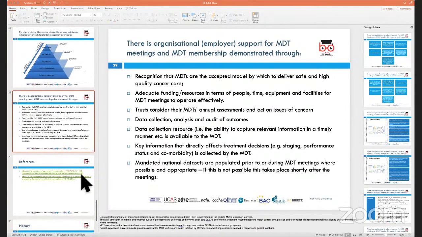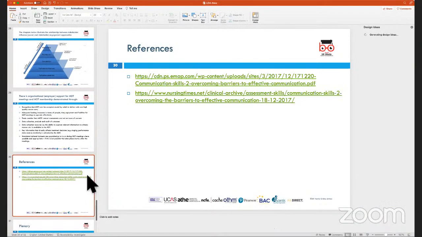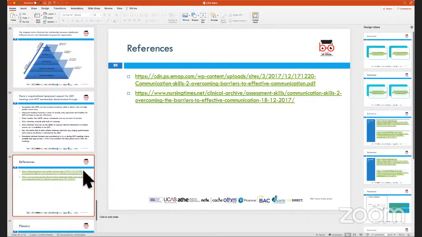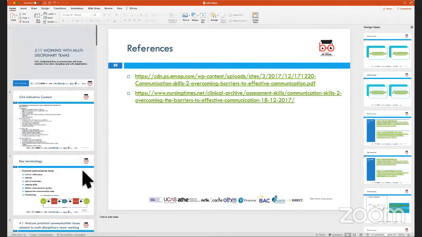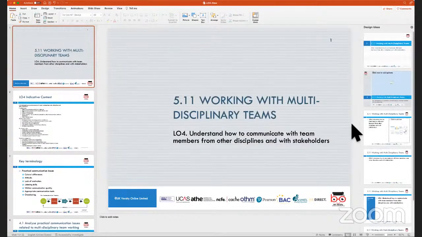So I hope with this bit that we've covered, it helps you to bring a good and a better understanding of what multidisciplinary teams are and how we look at communicating with different members within the multidisciplinary teams, which is essentially stakeholders in MDT. And that brings us to the end of this particular discussion on Learning Outcome 4.